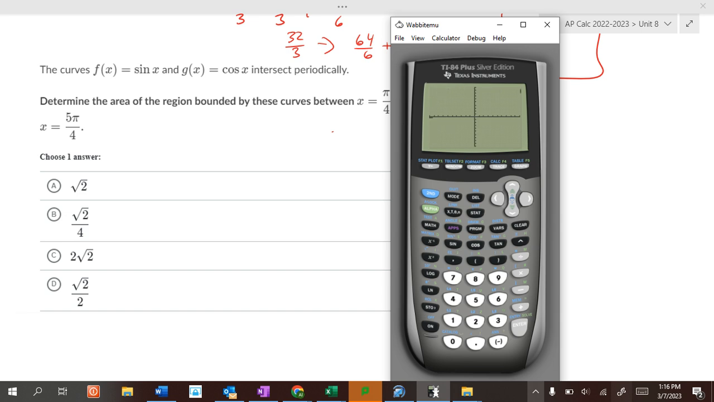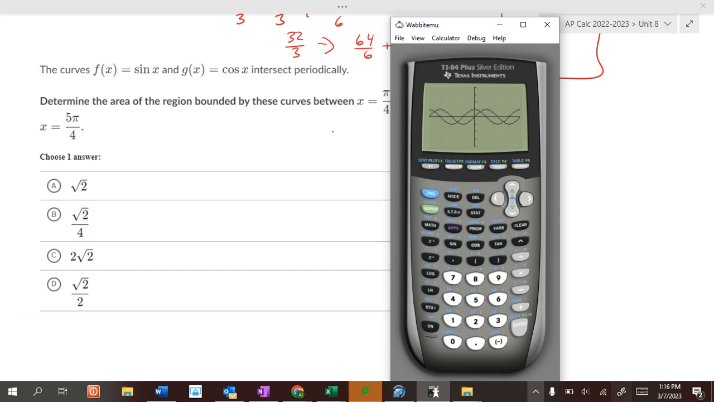Ooh, I can't see much, can I? I mean, you can see a little bit. It just doesn't look like sine and cosine, does it? So I'm going to go Zoom 7. 7's my trig window. And now it looks like sine and cosine curves.